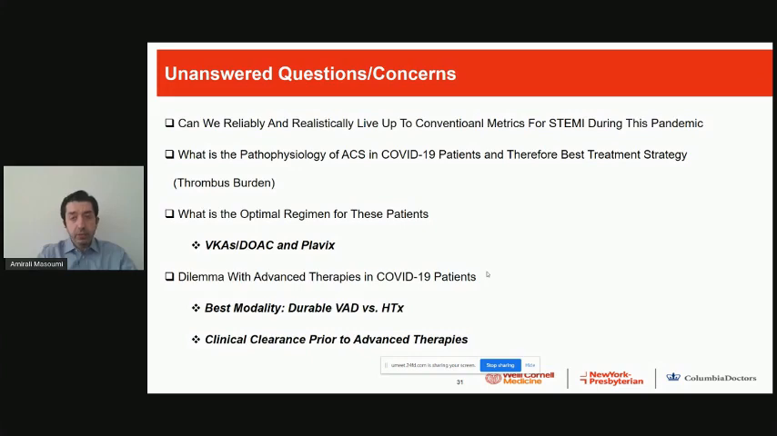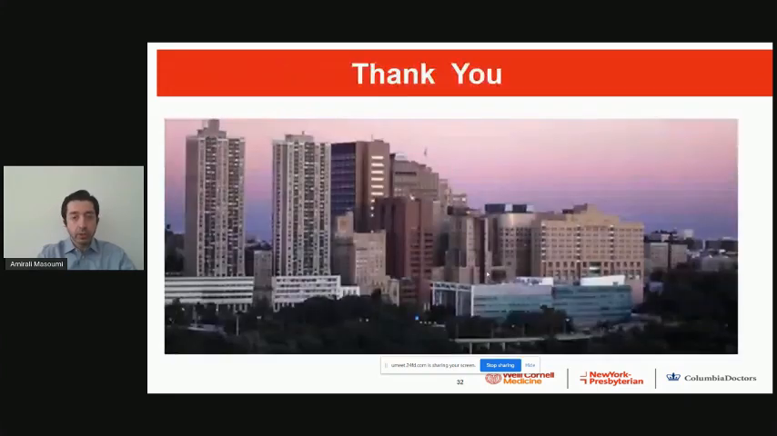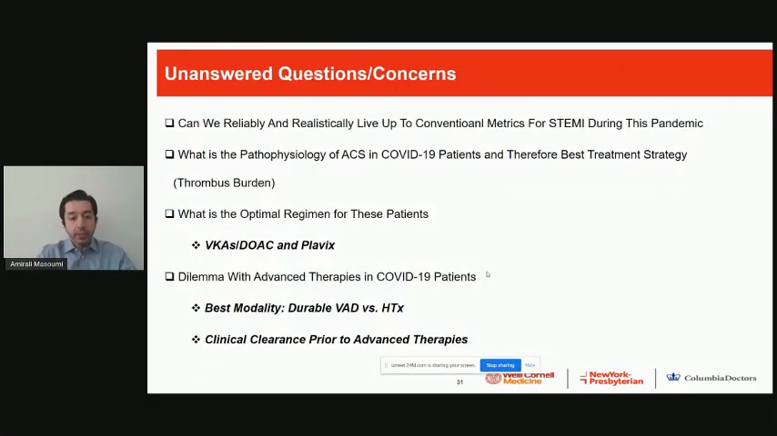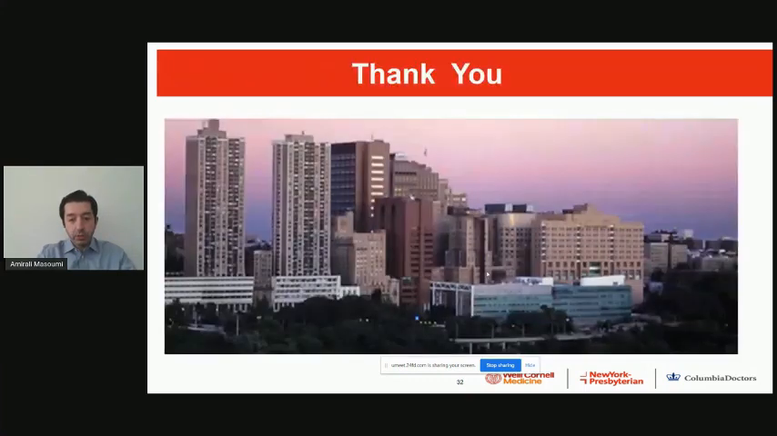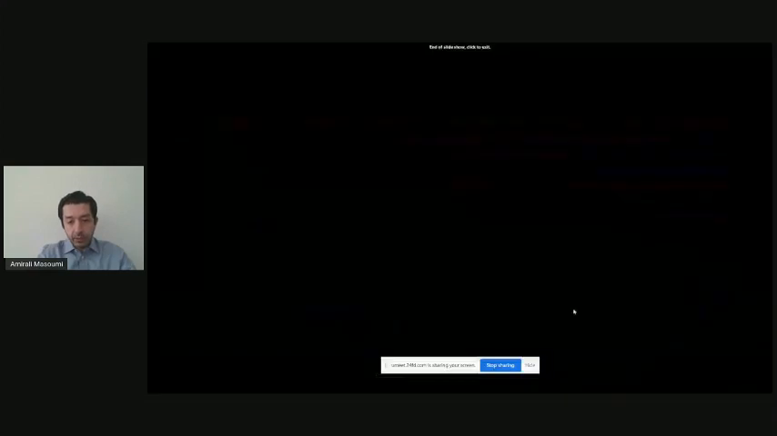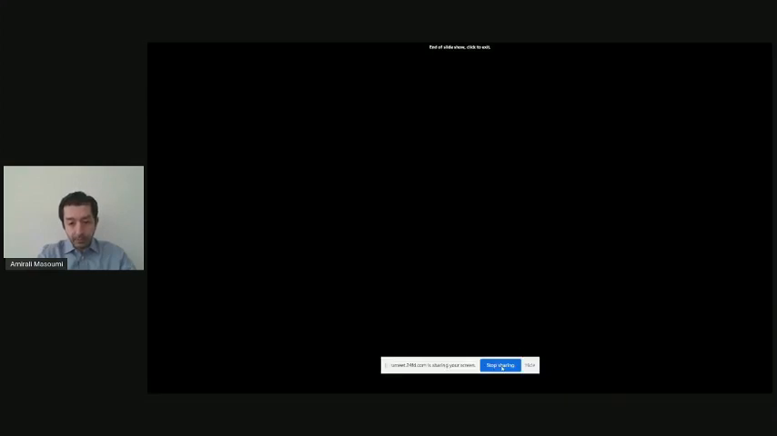And also the dilemma with some of these patients, because of late presentation, like the gentleman that I showed you, is that the damage is done, and these patients now need advanced therapies, durable VAD or transplant. Really, which one is the best for these patients? And more importantly, when do you think the patient is clear in terms of the virus and viral shedding so they can receive these advanced therapies that initially require suppressing their immune system? So with that, I will stop, and I thank you again for this opportunity.